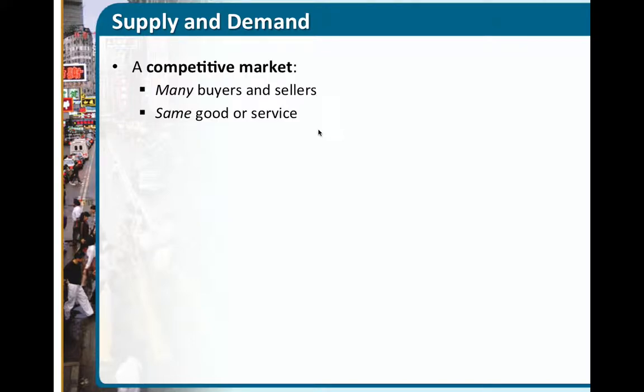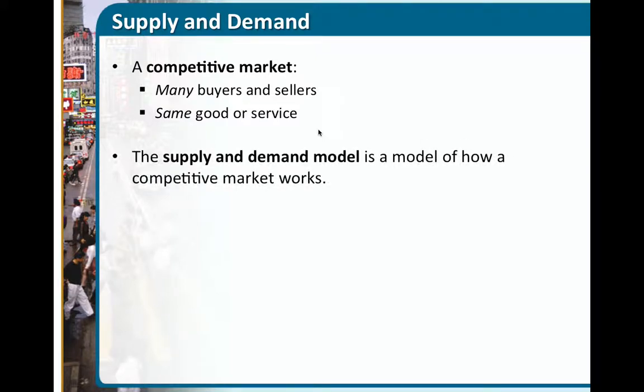All these markets we're talking about are competitive markets, where there are many buyers and sellers of the same good and service. Think of an agricultural market, like the market for wheat, for instance. The supply and demand model is a model of how this competitive market works.